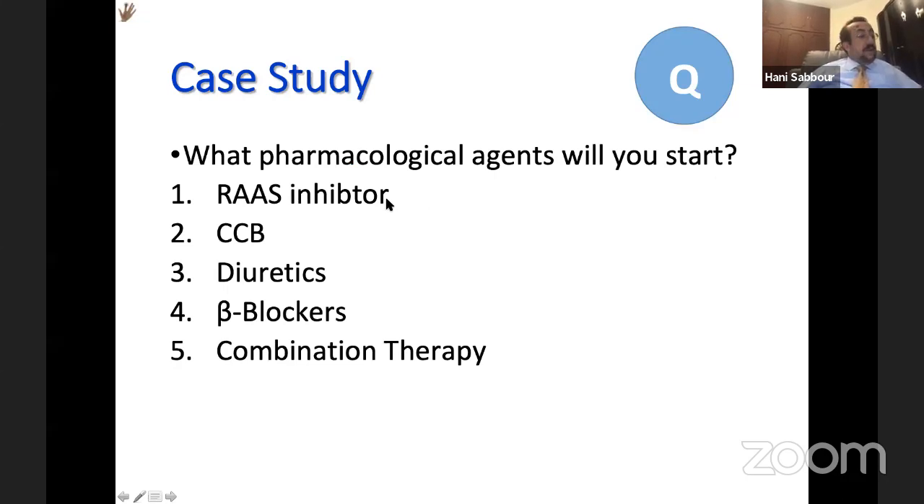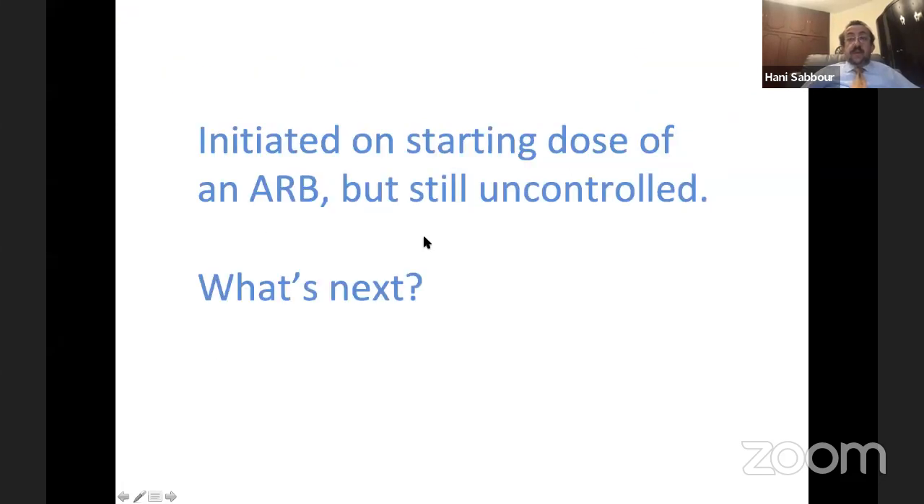And what agents would you start? RAAS, CCB, diuretic, beta blocker, combination. So the reason why we need to start combination therapy in this patient is twofold. First of all, the patient already has evidence of target organ damage. They have LVH, right? Even though they are not symptomatic, they have LVH. And also, because we know that they need to be on an ARB, the other thing that you should have noticed is the patient has hyperlipidemia and therefore needs to be managed from that perspective as well.